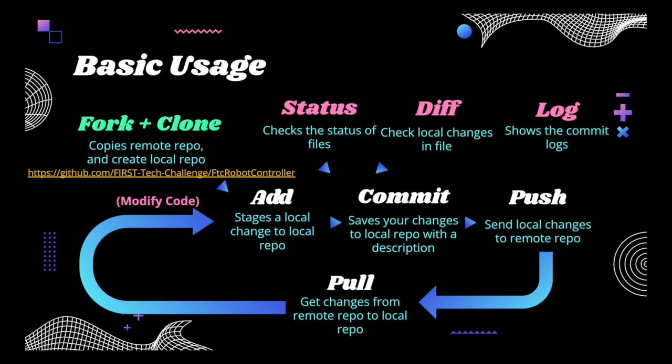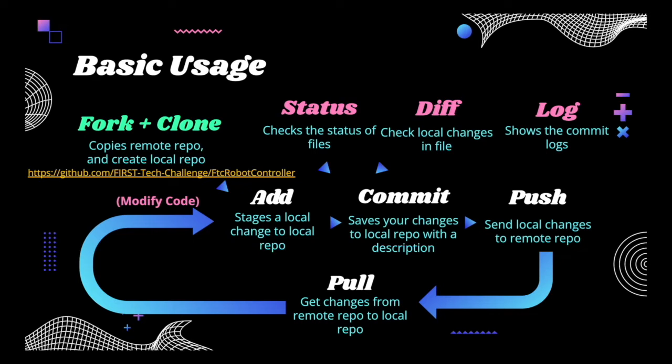During the cycle, you can run these additional commands in pink to review the state of your local changes and change history. Git status tells you the files that have been modified, staged for commit, or have a conflict. Git diff checks the changes in the file content, and log shows the commit logs.